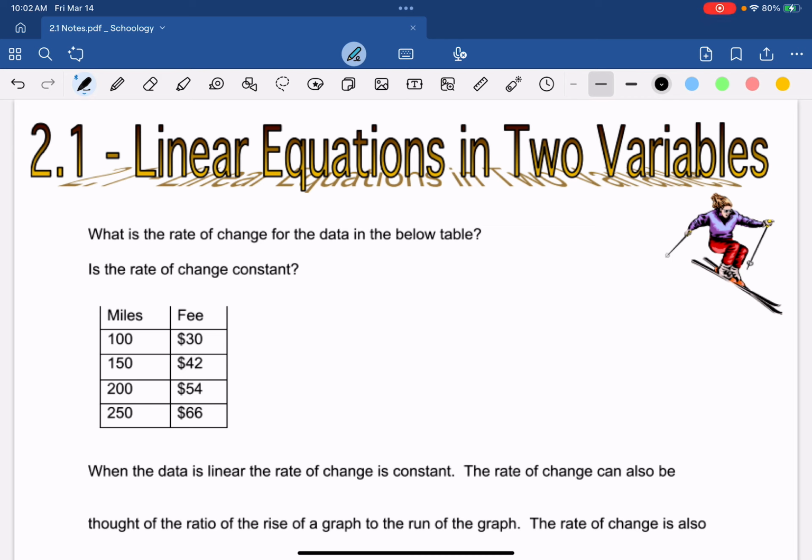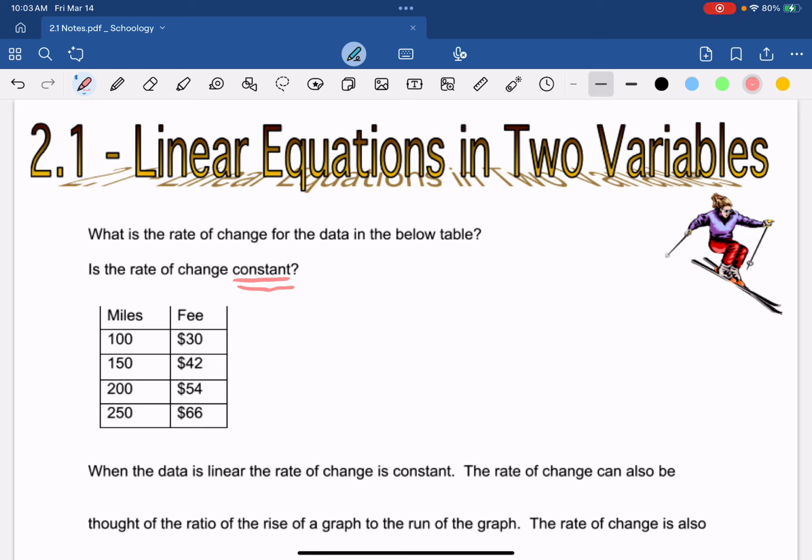All right, so here I am in our packet. I'm on the first page. We're talking about rate of change, linear equations. All of this should be a review from Algebra 1. That's why it's a video. The first thing that we're going to talk about is constant rate of change here. So this idea of constant just means the same, right? We're changing by the same amount.